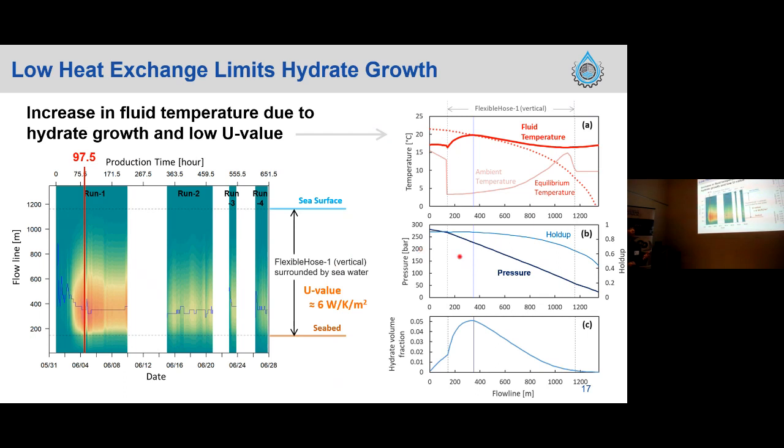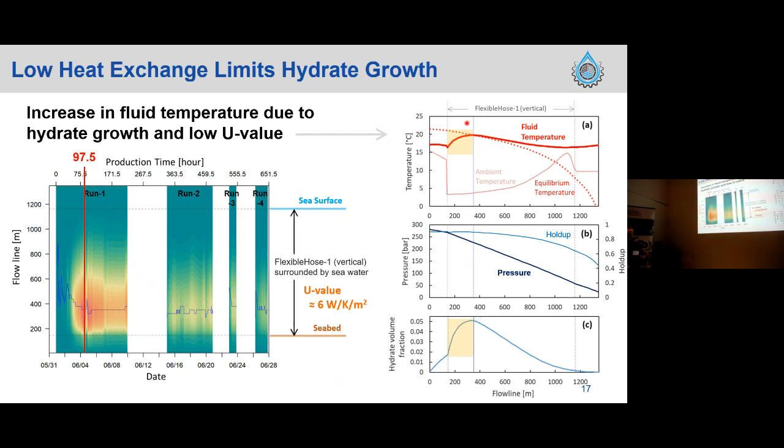And interestingly, the fluid temperature increases due to hydrate volume fraction because hydrate formation is an exothermic reaction. So heat generated by hydrate formation increases the fluid temperature. And eventually, the fluid temperature exceeds the equilibrium temperature, and hydrate formation begins at this point.